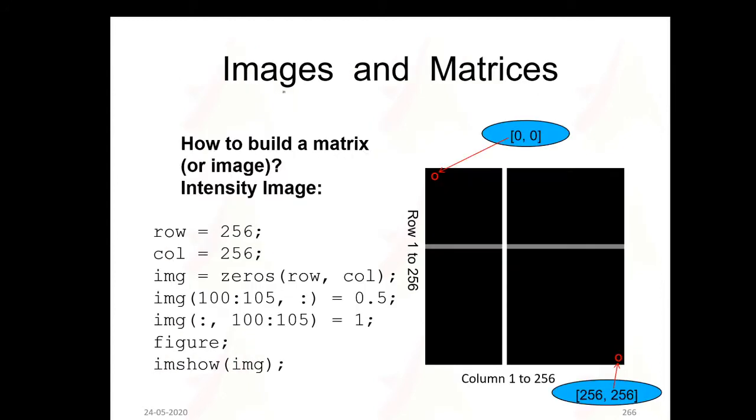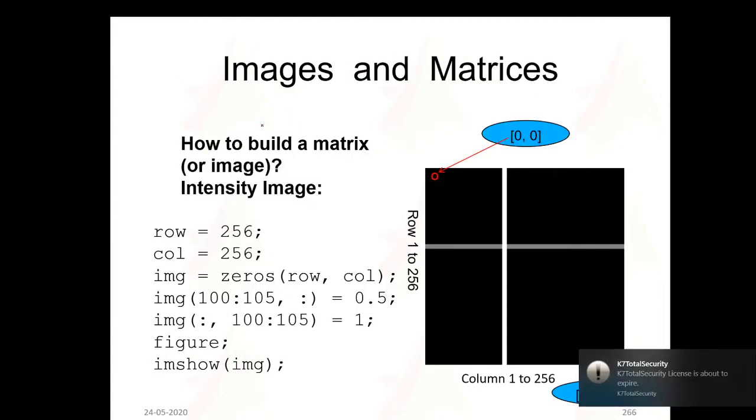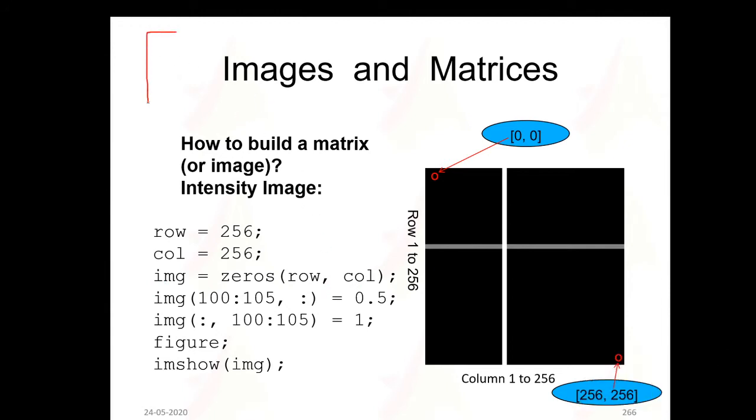Now, if you understand this very clearly, you are building the matrix. Previously I told you that I get the data from the image. Now I am going to create a 256 by 256 matrix. Here I define row and column as 256 by 256, and image equal to zeros of row and column. Now it creates one matrix, 256 by 256, with all zeros.